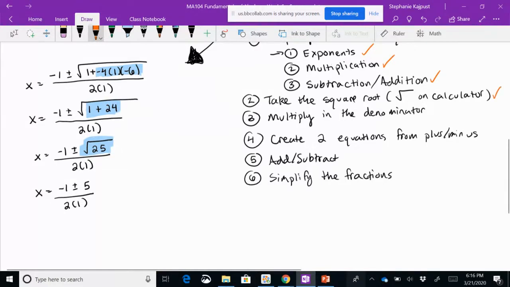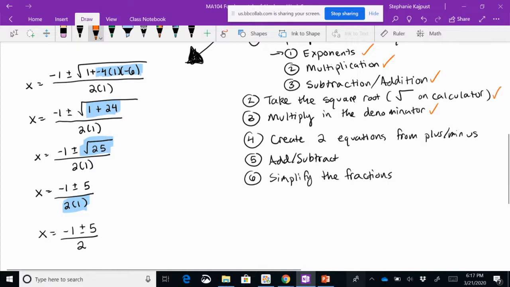So step 3 here is now to multiply in the denominator. So I need to do the 2 times 1. So I have x equals -1 plus or minus 5 over 2. Because 2 times 1 is 2. So I've taken care of that step.